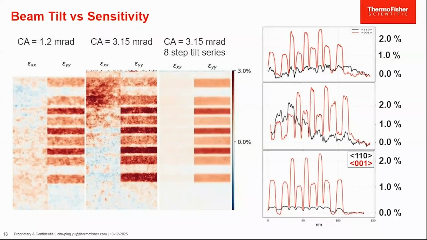So we have the 3 different cases with smaller convergence angle, larger convergence angle, and large convergence angle with 8-step tilt series or 8-step frame-based precession. And as we can see, the large artifacts here and there are gone in the last case with the frame-based precession. And we also see the strain level is much more consistent across the 2 different types of silicon germanium layer compared to any other cases that come before it.